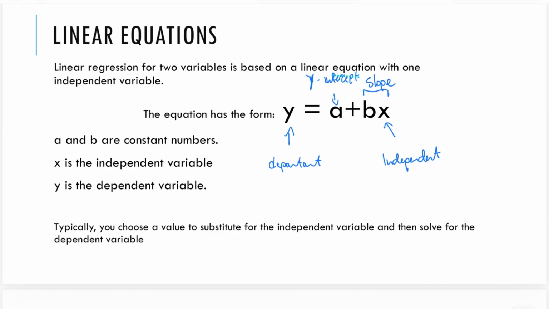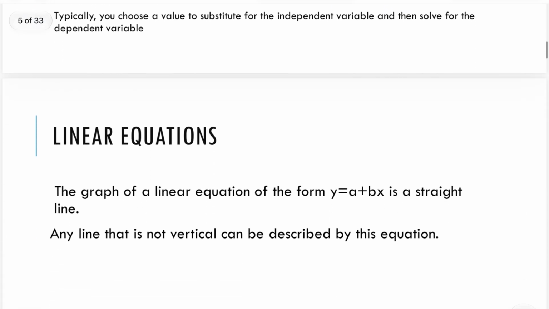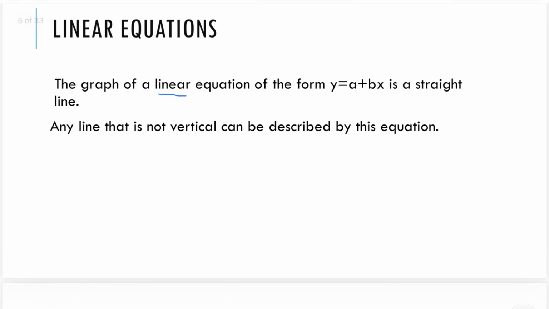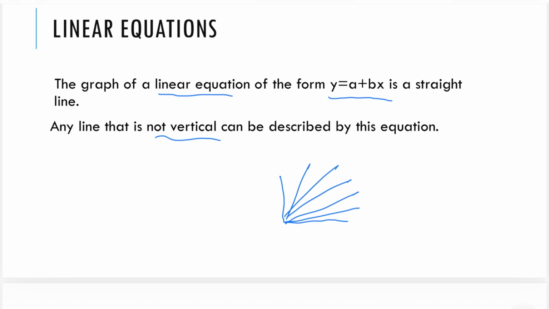And you've probably seen this linear equation before, probably in high school. So the linear equation forms y equals A plus bx. It's a straight line. Any line that's not vertical can be described by this equation. So that's not straight up and down.